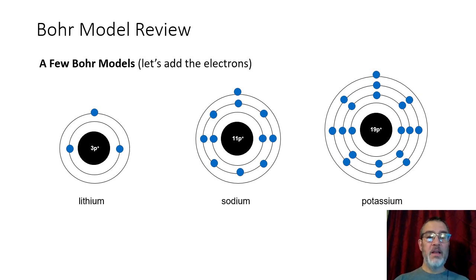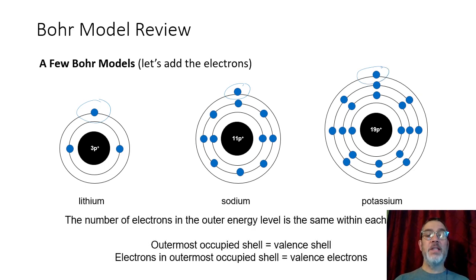So now we see that lithium has 1 valence electron, 1 electron in its outer shell. Sodium has 1 electron in its outer shell. Potassium has 1 electron in its outer shell. And so the number of electrons in the outer energy level, the outer shell, is going to be the same within each group, within each column of the periodic table. So that first column, all the atoms are going to have 1 electron in its outer shell. We call that outer shell the valence shell, and the electrons that are in that outer shell are going to be valence electrons. So we see everything in that first column is going to have 1 valence electron. Column 1 will have 1 valence electron.